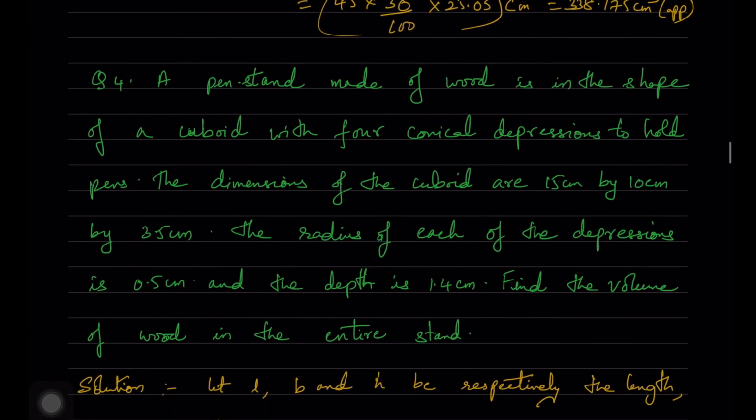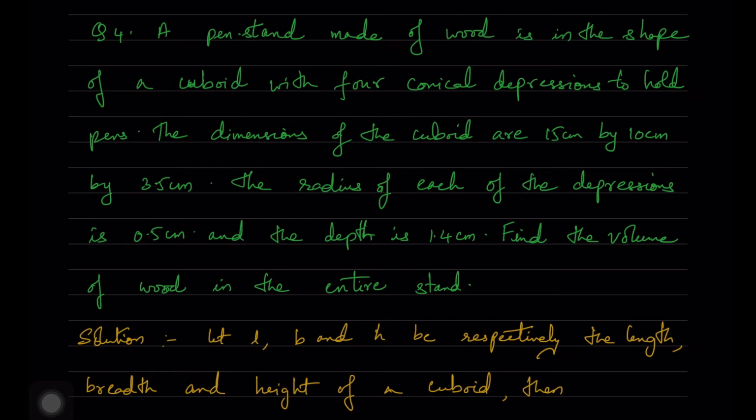Now next, the fourth one. A pen stand made of wood is in the shape of a cuboid with 4 conical depressions to hold pens. The dimensions of the cuboid are 15 centimeters by 10 centimeters by 3.5 centimeters, that is, the length, breadth and height are given. The radius of each of the depressions, which are conical in shape, is given as 0.5 centimeters and the depth is given as 1.4 centimeters. Find the volume of wood in the entire stand.